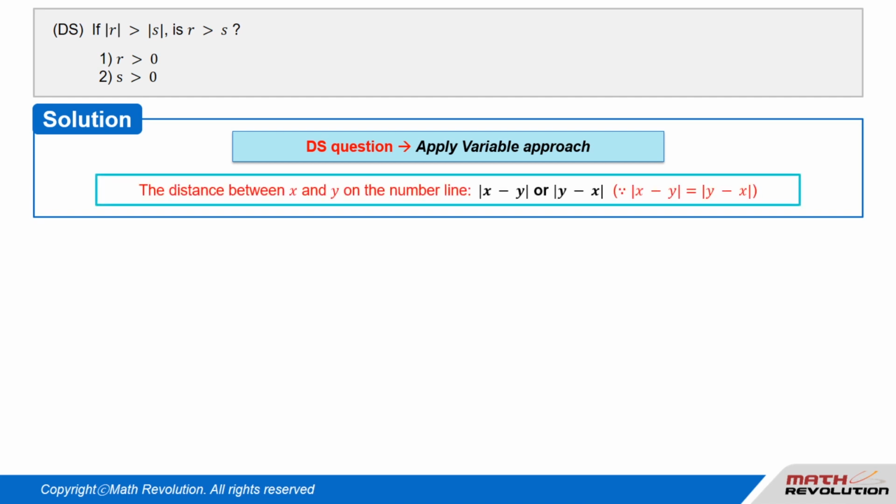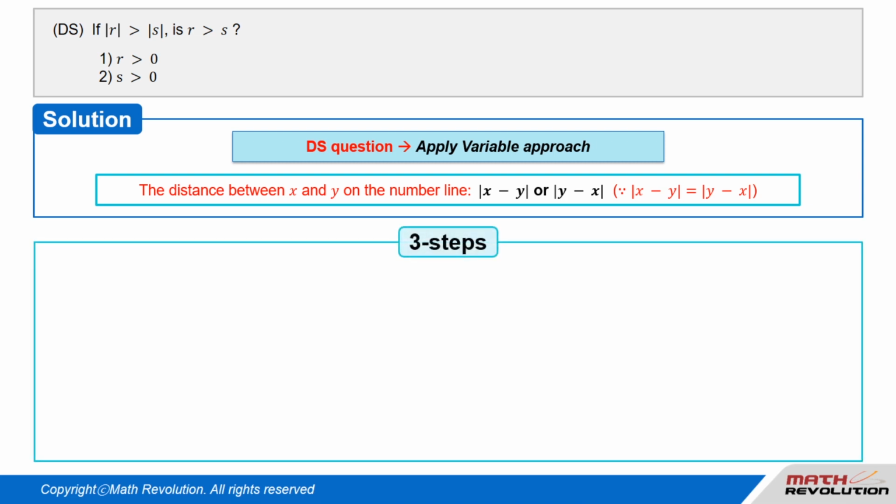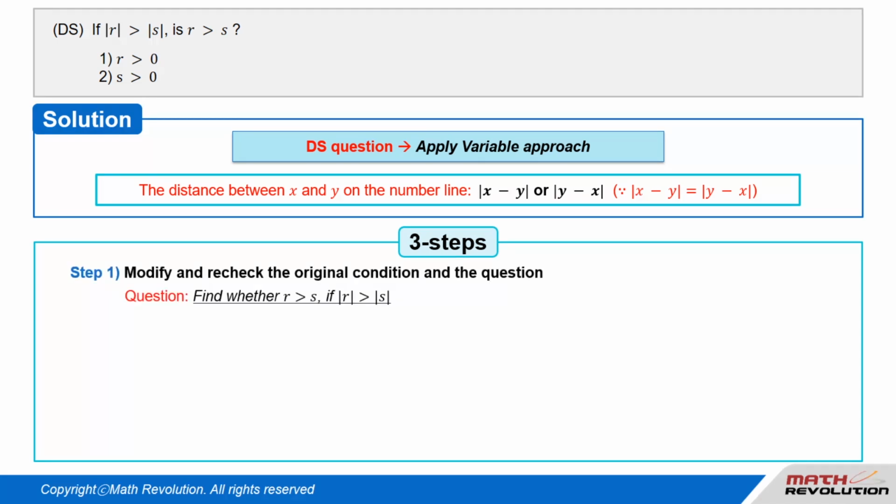The distance between x and y on the number line is given by |x - y|, or |y - x|, since |x - y| equals |y - x|. Let's apply the 3 steps suggested previously. Follow the first step of the variable approach by modifying and rechecking the original condition and the question.